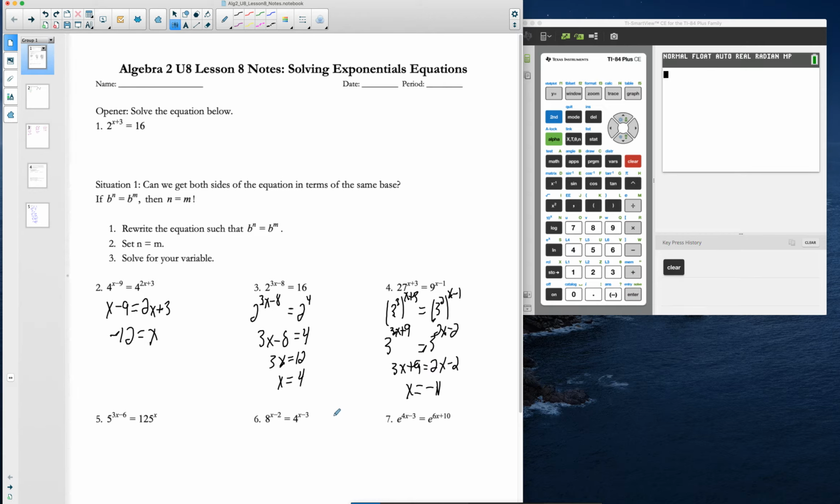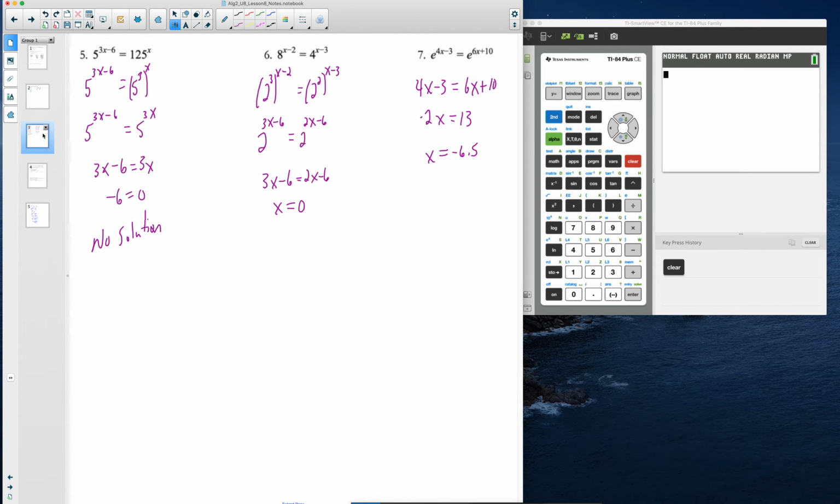All right, so let's take a look. I have those 3 problems worked out on my paper here. All right, so number 5, we only have to manipulate one side of the equation to get started. So the left side is in terms of base 5. All right, so I have 5 to the 3x minus 6. And so now I want to rework the right side to be in terms of base 5 as well. So 125 is 5 to the 3rd power.